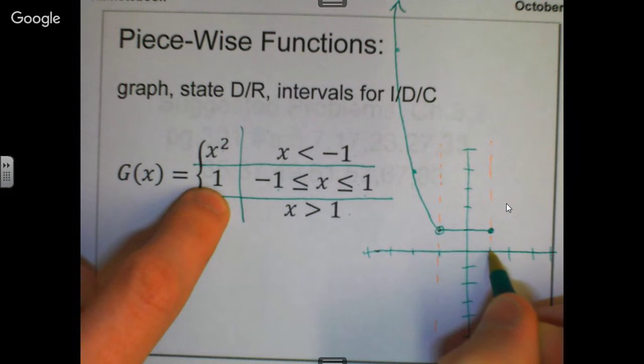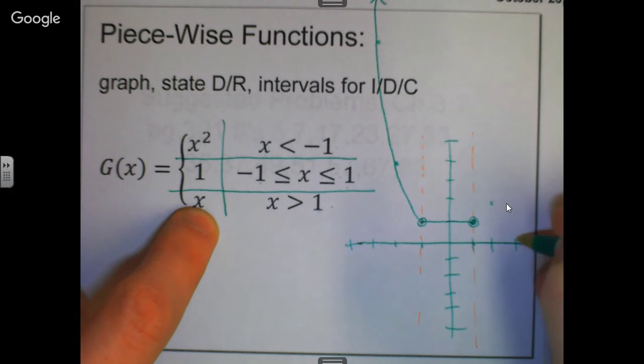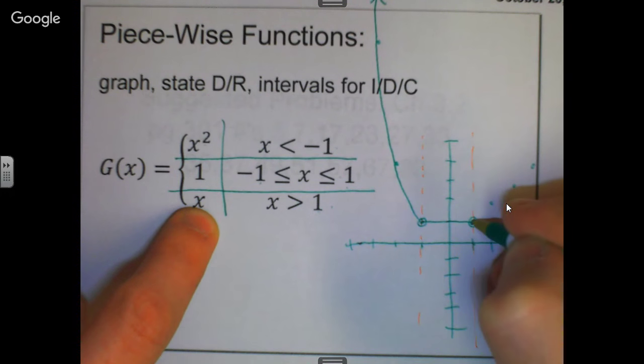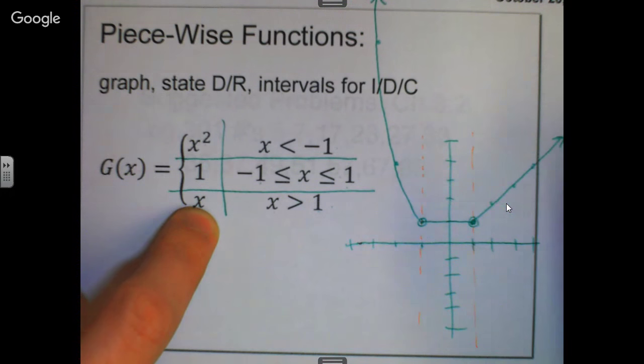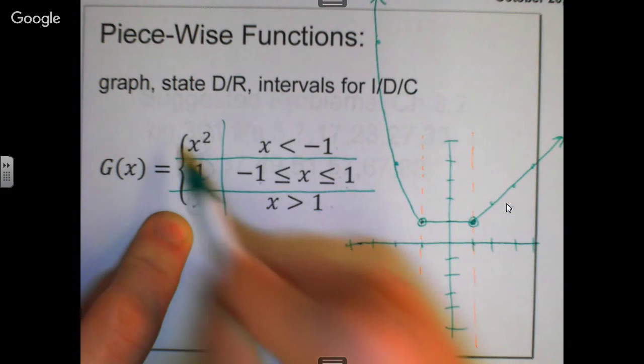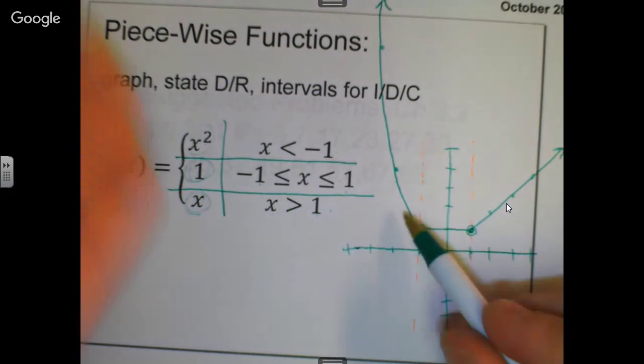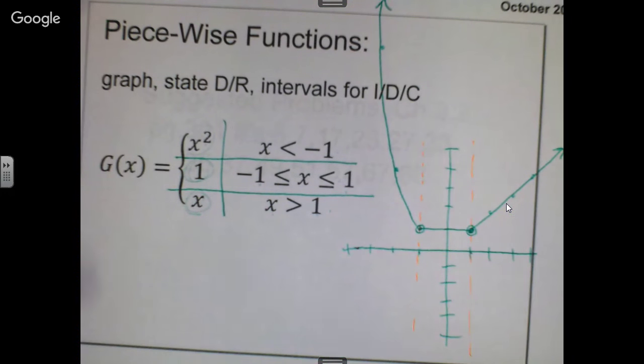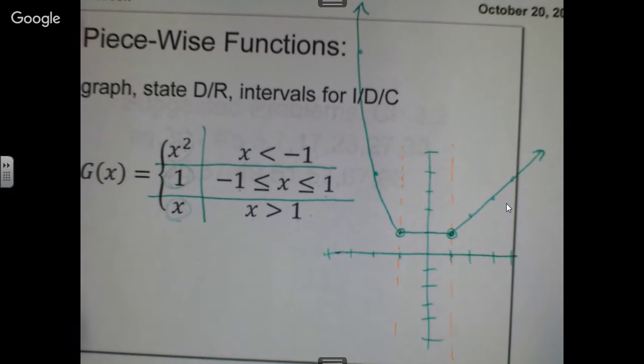So I've got an open circle because it cannot equal it. At 2, I have 2. At 3, I have 3. 4, I have 4, and so on. So I've got that portion right there. So here I have a linear, I have a constant, and I have a quadratic. Okay, so here is my graph, a piecewise function.